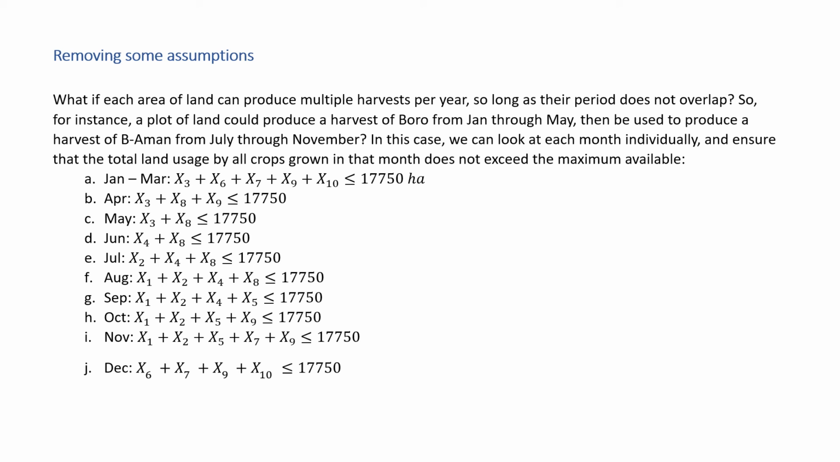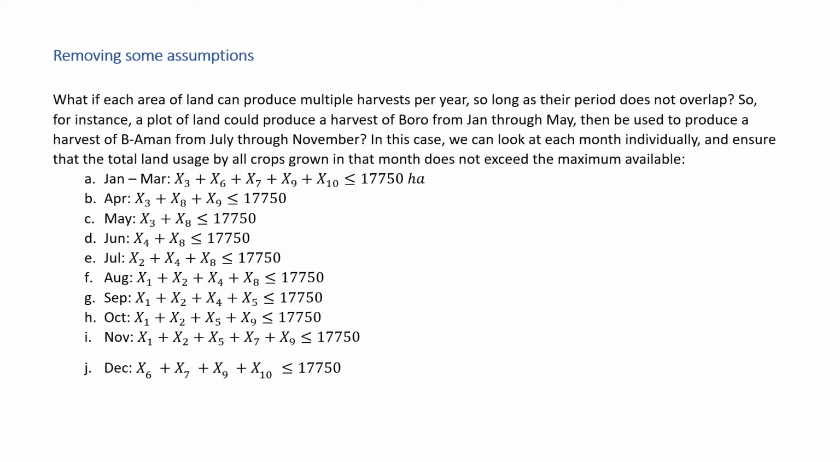Okay, so now we're at the point where we have a fully formulated linear program. We have something that you can go and solve. But now let's take a look at the assumptions. So now we go back to it and ask, what if we can do it a little bit better? For instance, one of the assumptions we made on an earlier sheet was that each piece of land only grows one crop per year. Well, what if it can grow more than one crop per year? Then we can start to refine our linear program.